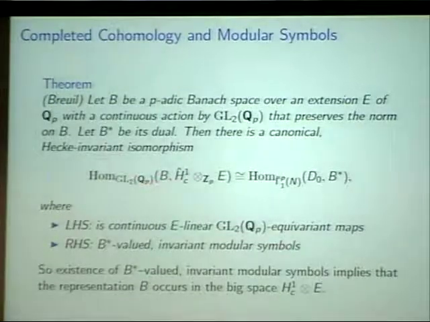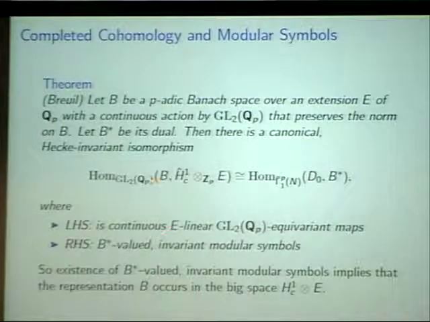It's a subgroup of GL2 of QP. Right? B, everything here is a GL2 of QP module. Oh, there should be an N in this. This thing was completed by fixing a tame level N and letting P go to infinity. So there's actually an N implicit on this side as well. I think it's just a typo.